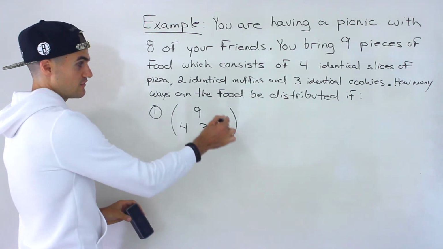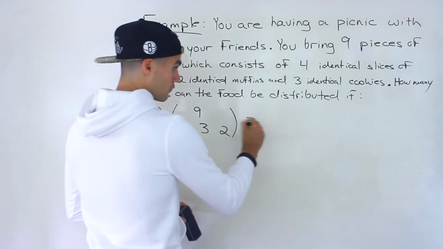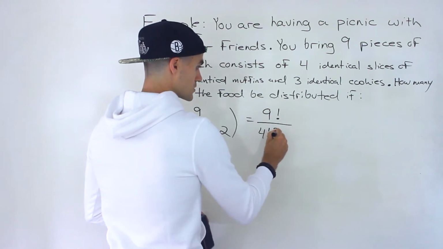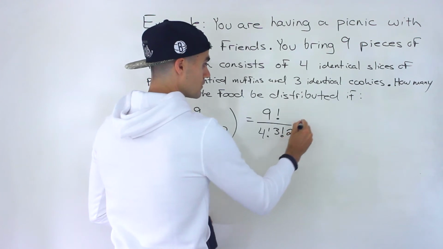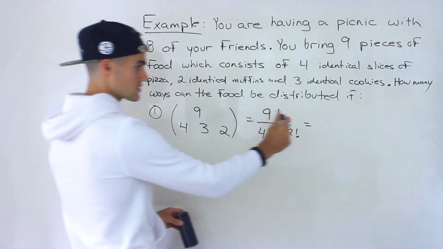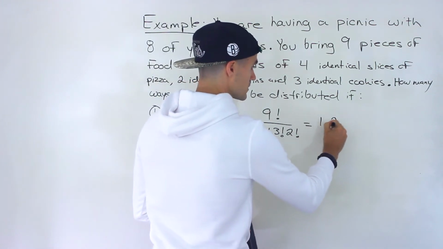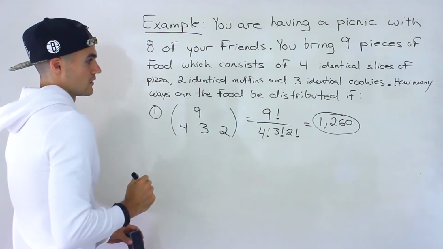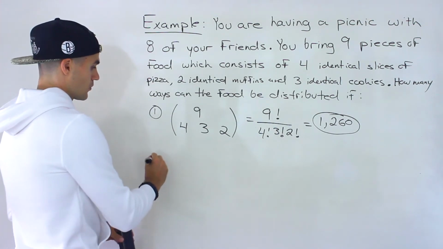And so the value of this multinomial coefficient, which is 9 factorial over 4 factorial times 3 factorial times 2 factorial, this is actually going to be the answer to number 1. And when you do this over here, you would end up with 1,260. So that's the answer to number 1.